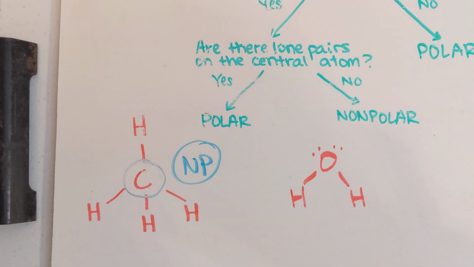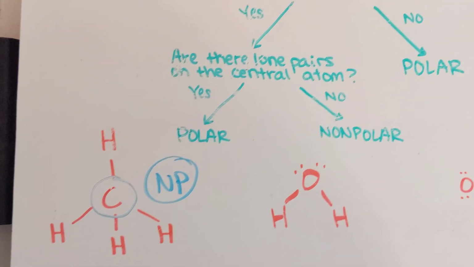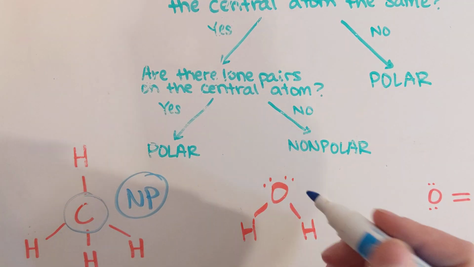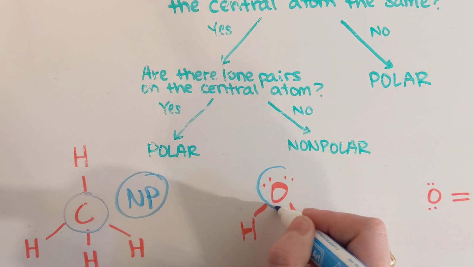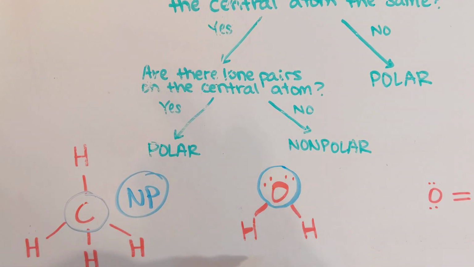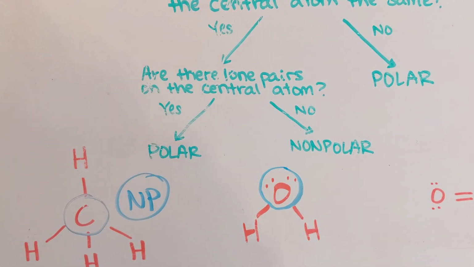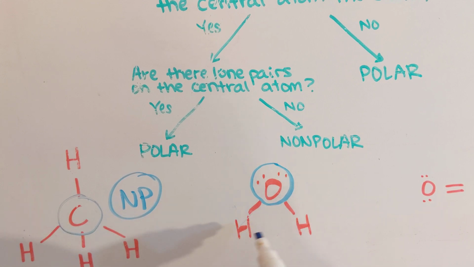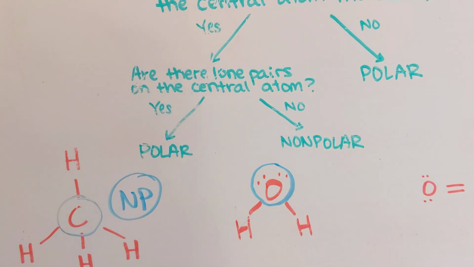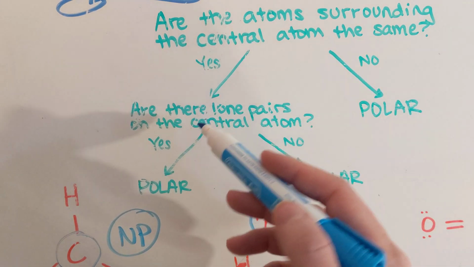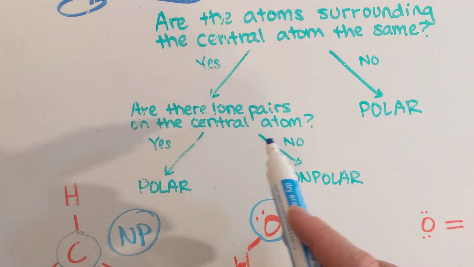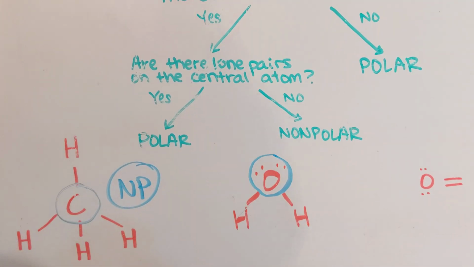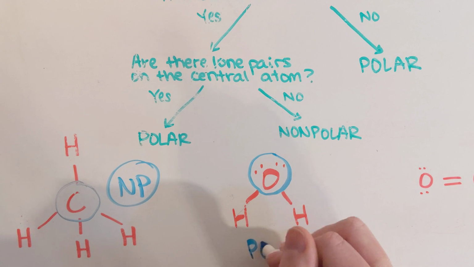That's pretty much all you need to do for a nonpolar molecule. All right, let's look at another one. It's a little hard to tell with the bent on what your central atom is, but it is still this one. These guys are technically going around it, they're just bent downwards. So are the atoms surrounding the central atom the same? Yes, they're both hydrogen, again. Are there lone pairs on the central atom? Does my middle atom have any dots on it? Yes, it does. So water is polar.